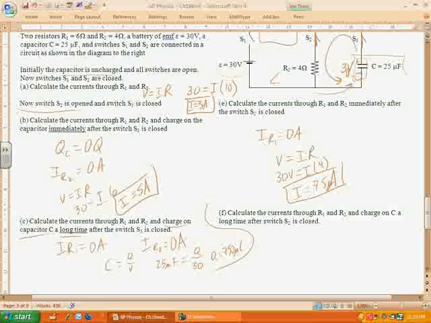Electrons are lazy. They're just like second semester seniors. They're not going to do anything unless they have to.